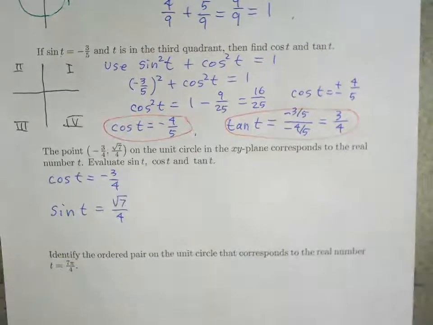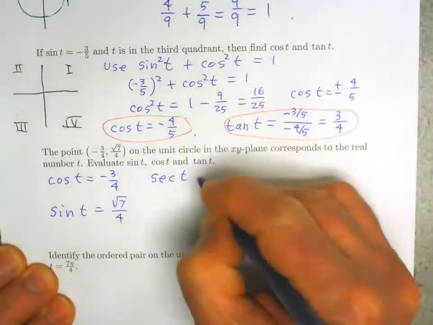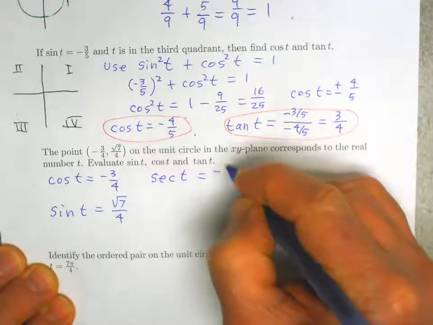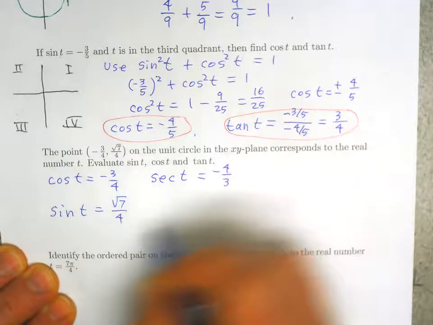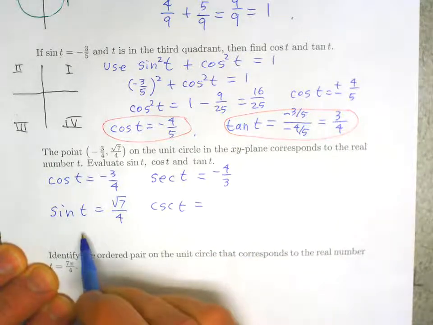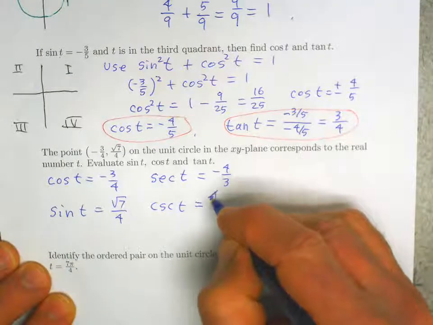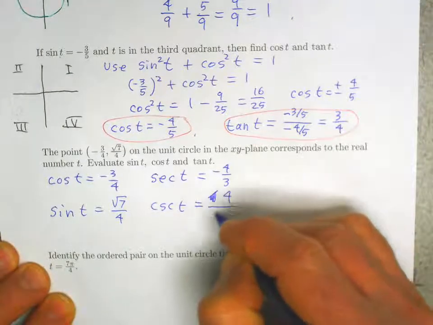And whenever we know the value of cosine and sine at some number t, we automatically can easily find the other values. Secant of t is the reciprocal of cosine of t, so this is negative 4/3. Cosecant of t is the reciprocal of sine, so it's 4 divided by the square root of 7.